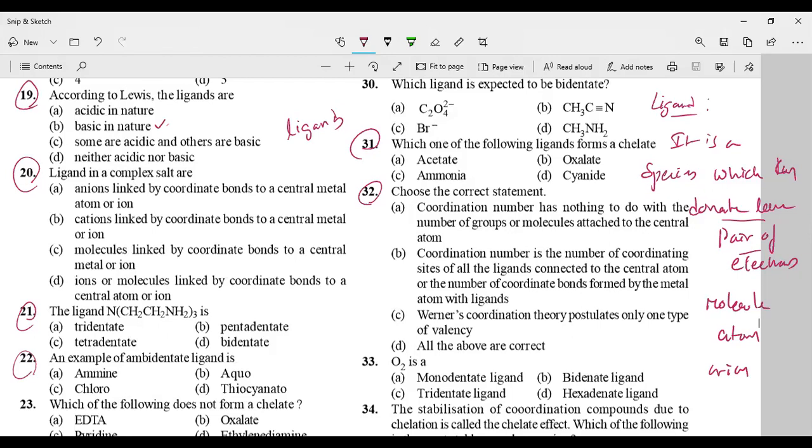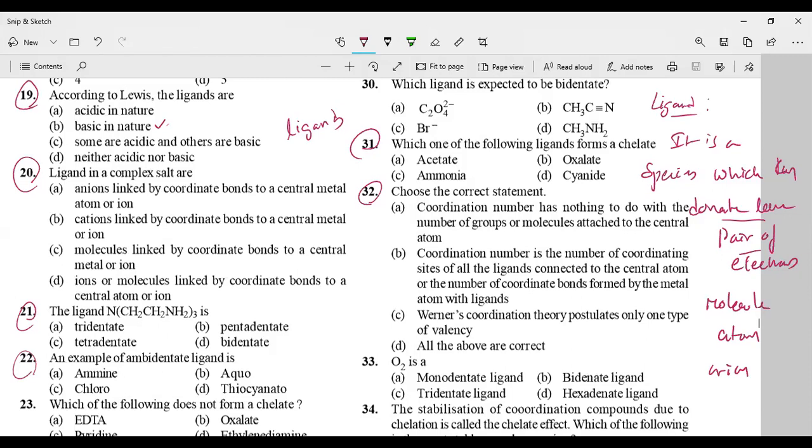Next, 20th question: ligand in a complex salt are. Here the options are anions linked by coordinate bonds to a central metal atom or ion, cations linked by coordinate bonds to a central metal atom or ion, and molecules linked by coordinate bonds to a central metal atom or ion. So ions or molecules linked by coordinate bonds to a central metal ion, so option D is correct.